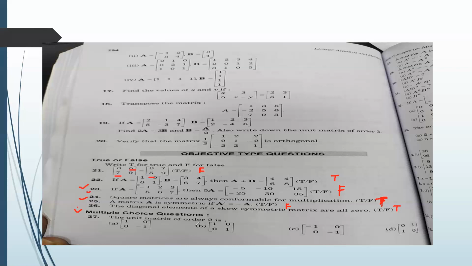Now we go for multiple choice questions. The unit matrix of order 2 is 1 0 0 1. In a unit matrix, the diagonal entries will be 1 and all other entries will be 0. So here both principal diagonal entries are 1. So is that clear? Okay.